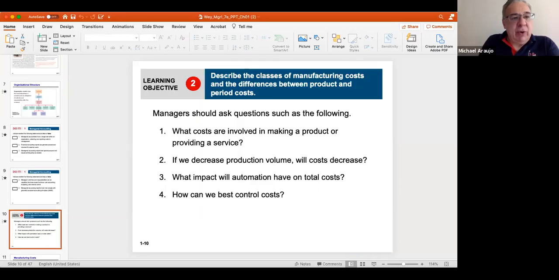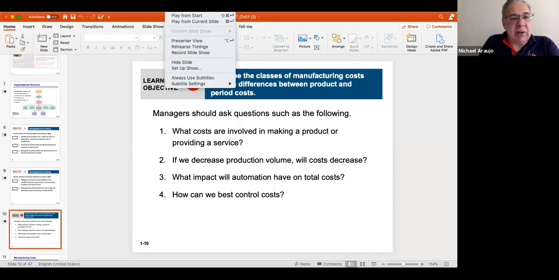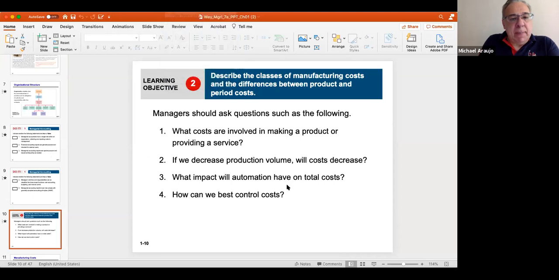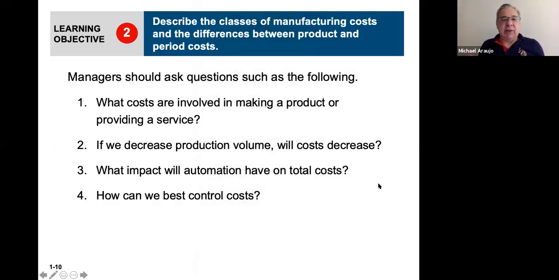Okay, so we're going to start with just basically understanding that learning objective 2 is really about understanding manufacturing costs. Once you understand manufacturing costs, you'll be able to understand the second part, which is the difference between something called a product cost and a period cost.